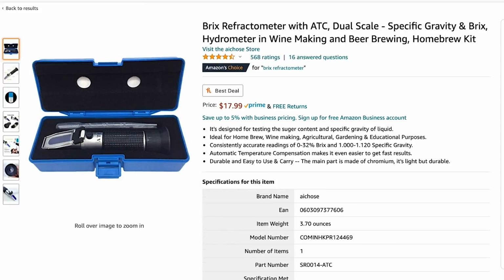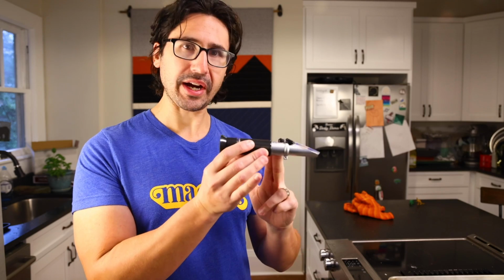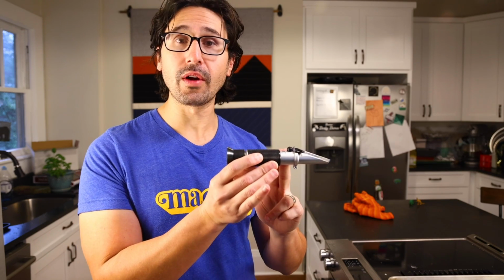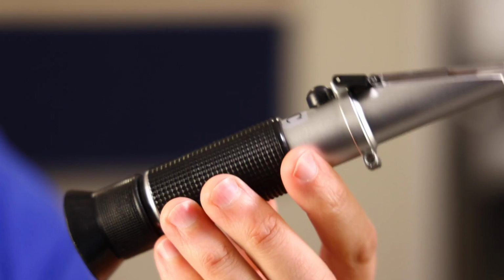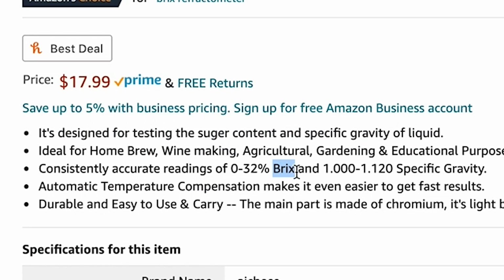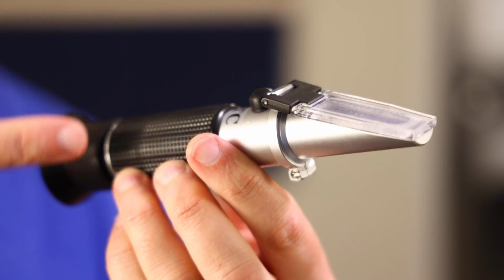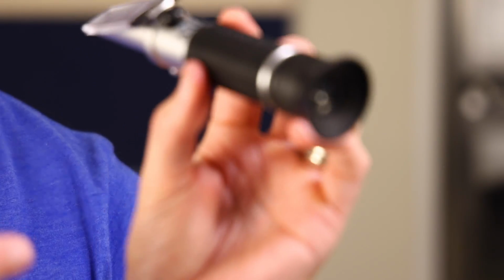So another option would be this. This is a Brix refractometer, specifically one that is made for home brewers and winemakers. I got it for 18 bucks on Amazon. Brix is a unit of measurement. Strictly speaking, 1 degree of Brix is 1 gram of sucrose dissolved into 100 grams of water, though this will spot other sugars as well.